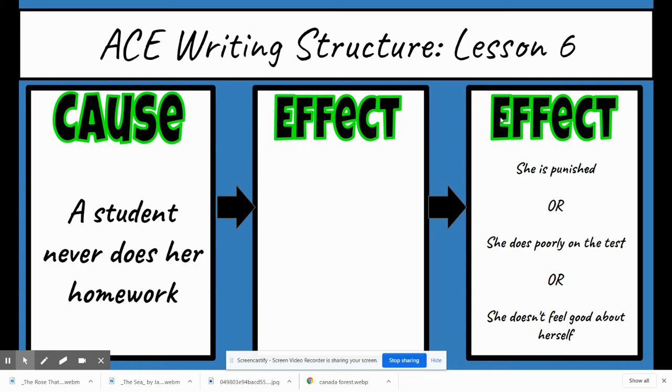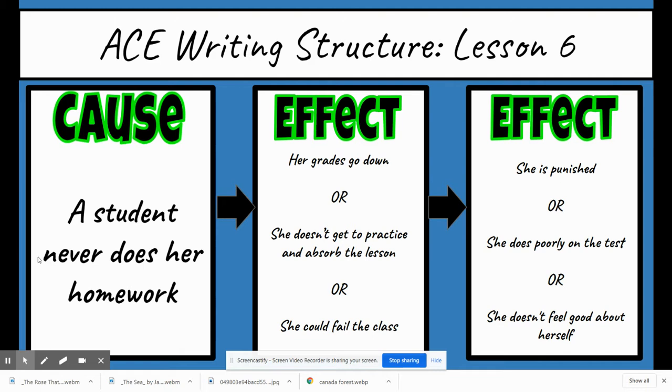Cause and effect means that if something happens, something being the cause, other things will happen because of it. Those are called effects. So let's take a look here at our cause. A student never does her homework. Well, what could result from that? Well, her grades could go down, or she doesn't get to practice and absorb the lesson, or she could fail the class. And going on from there, all of these effects also have effects.